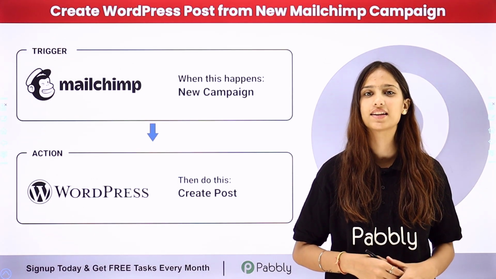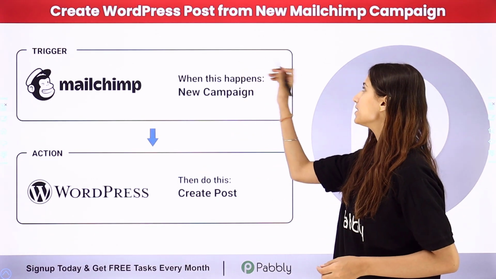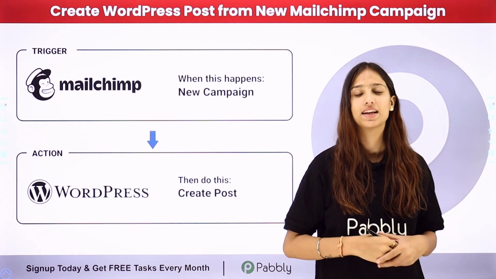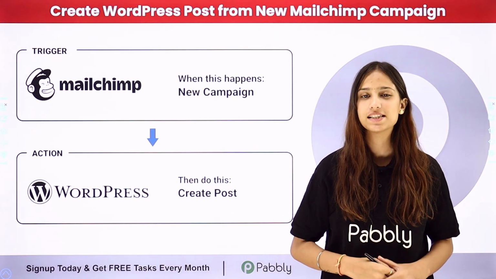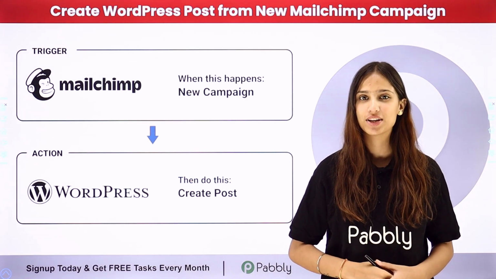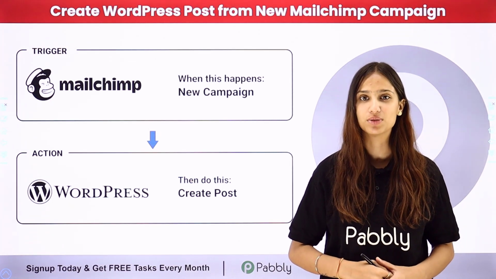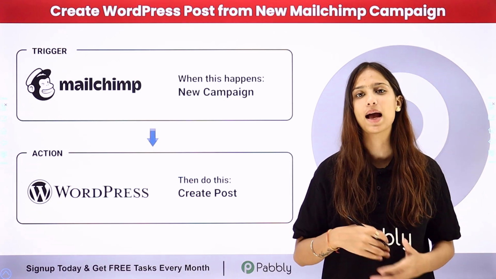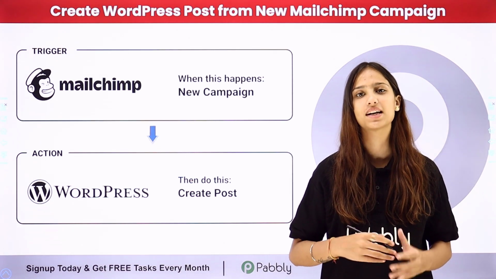So in today's video we will understand how to create WordPress posts from a new Mailchimp campaign. So here let's say that I'm using Mailchimp as an email marketing platform. Here my objective is that whenever I'm going to create a new campaign in my Mailchimp account, then I want to create that same campaign as a post on my WordPress account as well.